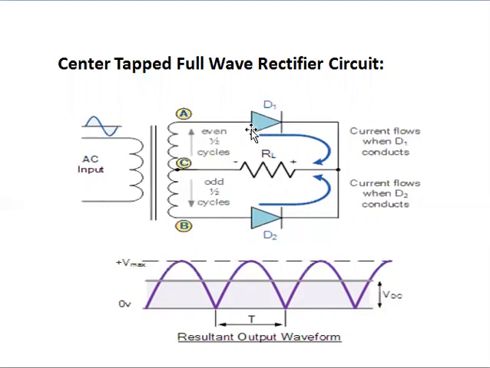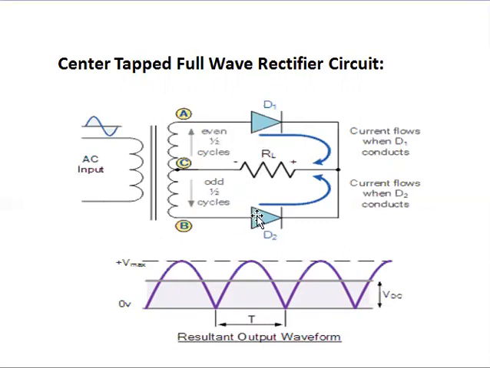That means the positive pulse is connecting across D1. That means current flows through D1, so D1 is conducting. And for the odd cycle, that means for the negative half cycle, D2 will conduct so that the current flows through D2. If D1 is conducting in the positive half cycle, the current passes in this direction. That means here D1 will act as a closed path and the current passes through the load resistor RL so that the output appears across the load resistor RL.